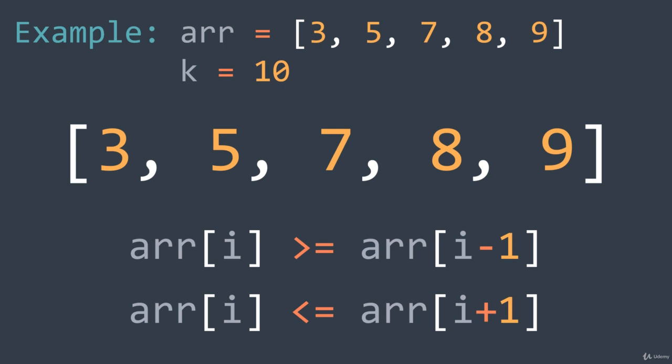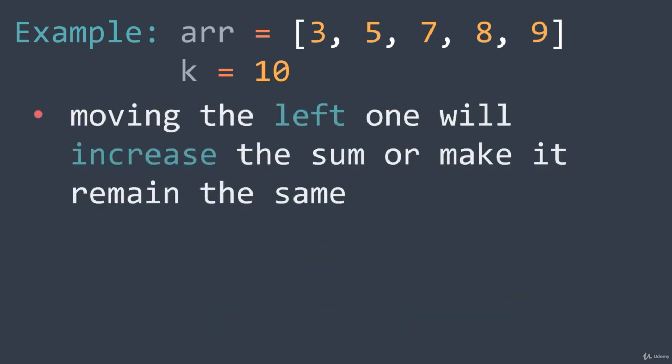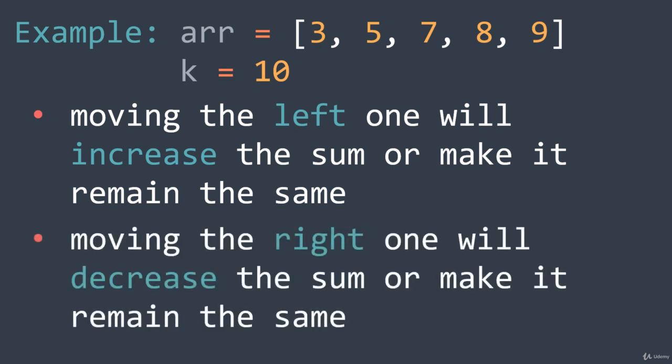Which is the case here. If we increment the left one, the new pair sums up to 14, which is greater. So we deduce that moving the left one will increase the pair sum or make it remain the same. And the opposite for the right one: we said that each element is smaller than or equal to the next element. So moving the right one will make it point to a number that is smaller than or equal. So our pair sum will decrease or remain the same.